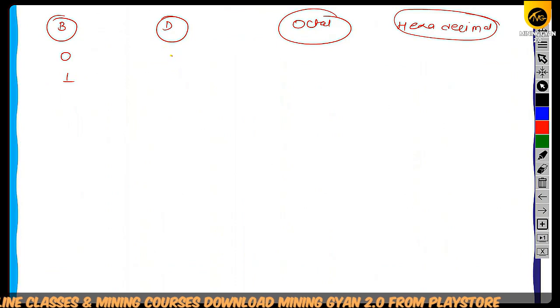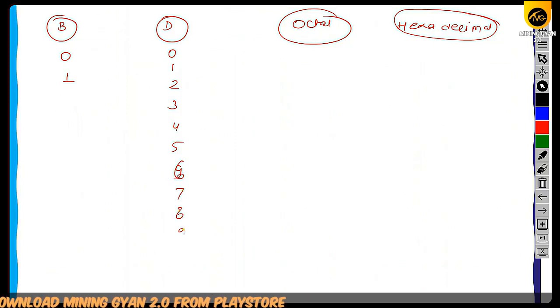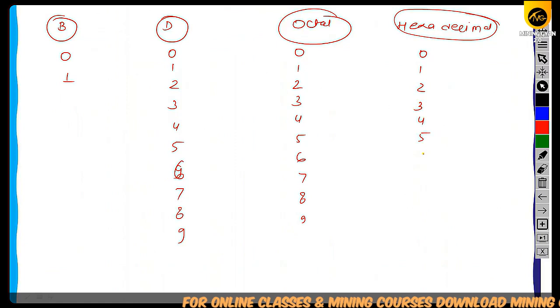Binary means 0 and 1. Decimal means 0, 1, 2, 3, 4, 5, 6, 7, 8, 9, 10, and so on. Similarly, the octal number system uses digits 0 through 7, basically the number system which belongs to the base of 8.